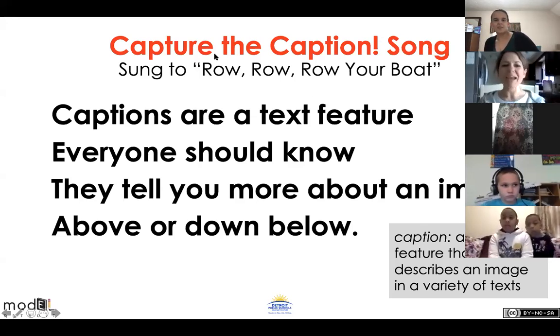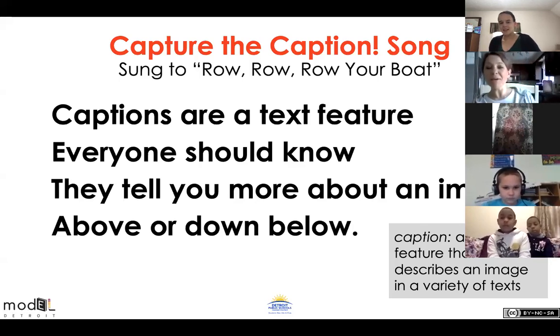Captions are a text feature everyone should know. They tell you more about an image above or down below.